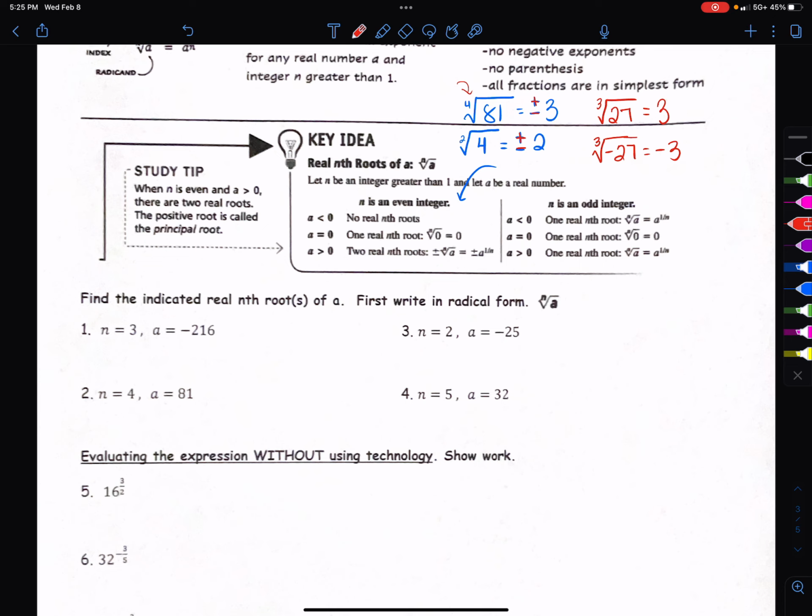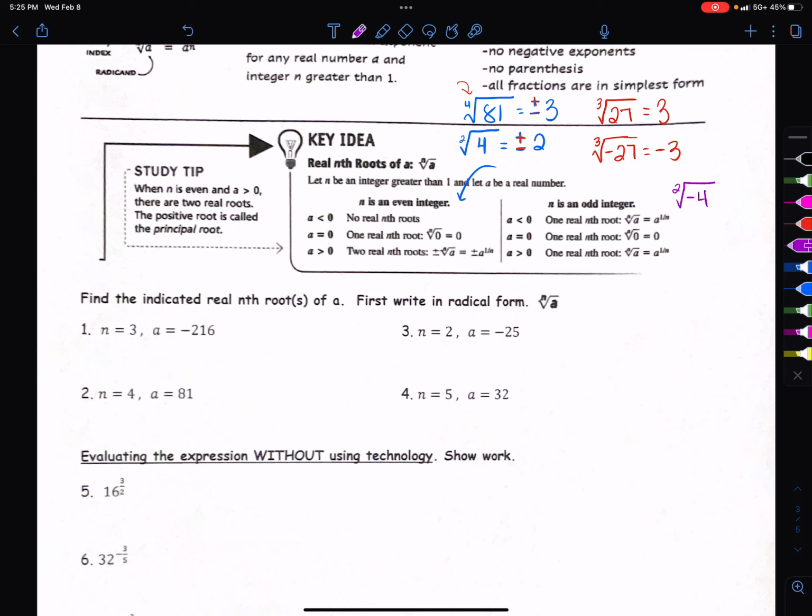Okay. And lastly, you cannot take the even root of a negative number. So you could not take the square root of negative 4. There are no 2 numbers that would multiply together to give me negative 4. 2 times 2 is positive 4.